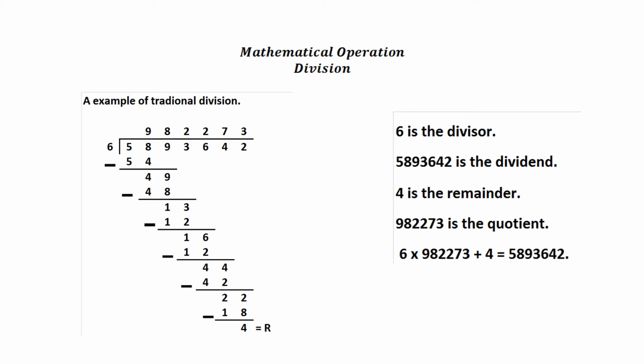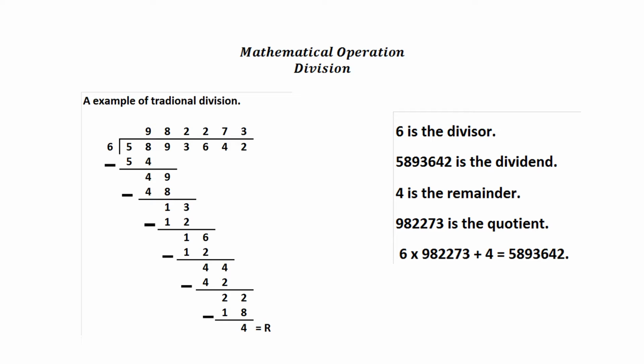6 goes into 13 2 times. That's 12. Subtract the 12 from the 13. That's 1. Bring down the 6. 6 goes into 16 2 times. That's 12. 16 minus the 12 is 4. Bring down the 4. How many 6's go into 44? 7. 7 times 6 is 42. Subtract 42 from 44. You get 2.